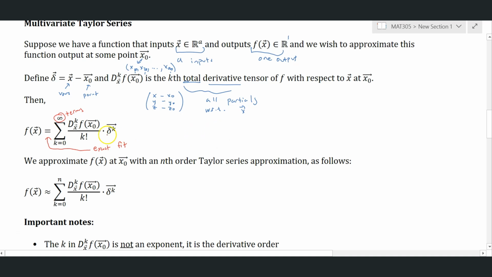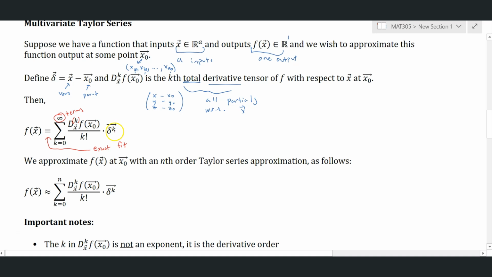Okay, what does it mean? The k here does not imply an exponent, it's a derivative. In regular univariate, we'd put parentheses around it, but for whatever reason, we don't use that notation here. If it makes it a little bit easier, you can put the parentheses up there to emphasize that it's not an exponent, it is a derivative. And down here, I mentioned that as well.